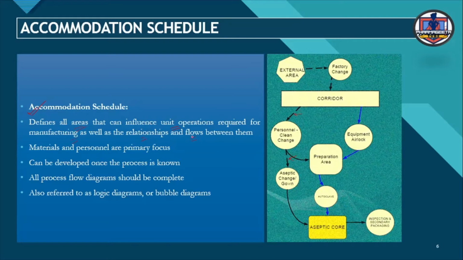So the related process and the manufacturing process all are to be described with the help of accommodation schedule. Can be developed once the process is known. Obviously, with the help of designing the process appropriately, the accommodation schedule is to be designed by keeping in mind how the processing is being carried out. All the process flow diagrams should be complete. As I said, in accordance to the process, the flow diagrams are to be designed, also referred to as logic diagrams or bubble diagrams.